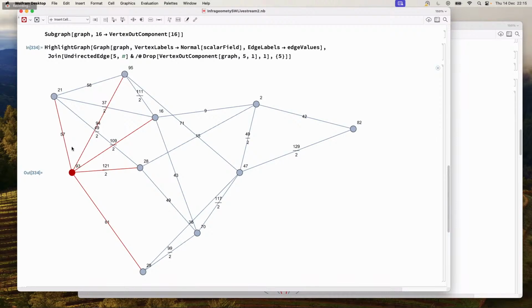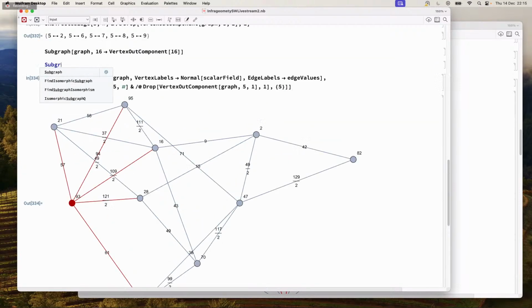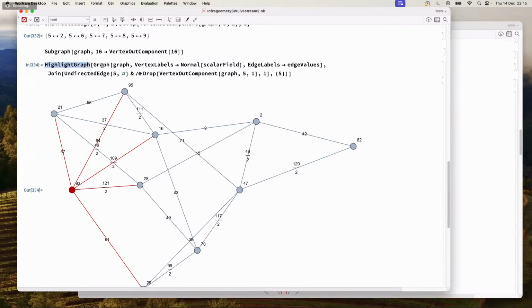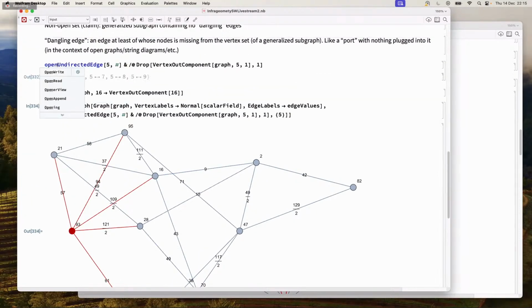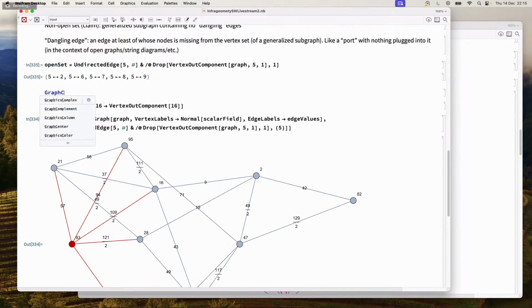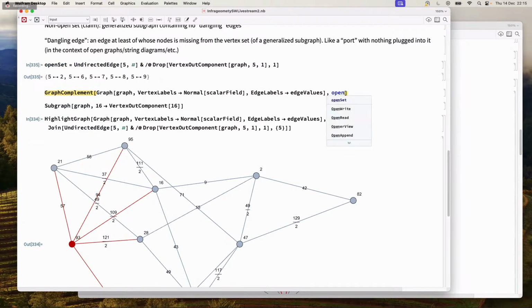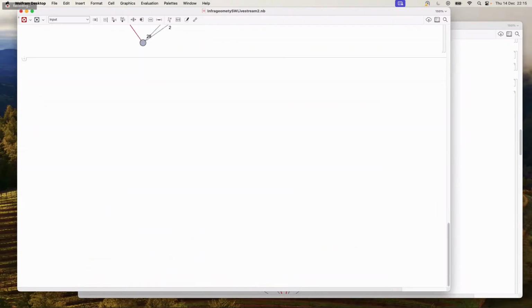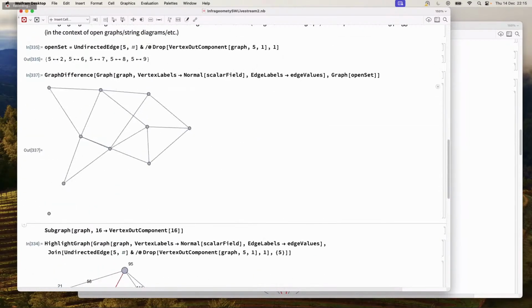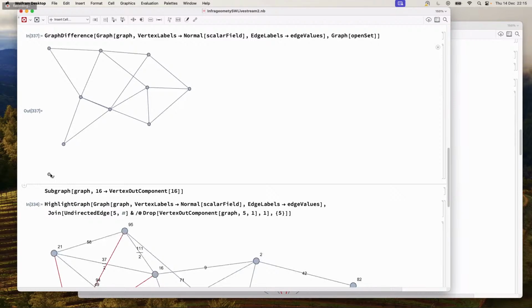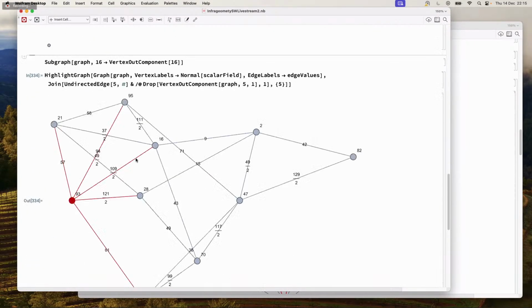Okay, but then if we remove that, if we take the complement of that, this is closed, right? If you remove all the danglers, then nothing dangles. Right. So let's call that open set, and I take graph complement of this open set. Can I do that? No, this needs to be a graph. Oh no, it's graph difference, wouldn't it be? There we go. Yeah, so that's a closed set with an isolated point in this case. Cool.